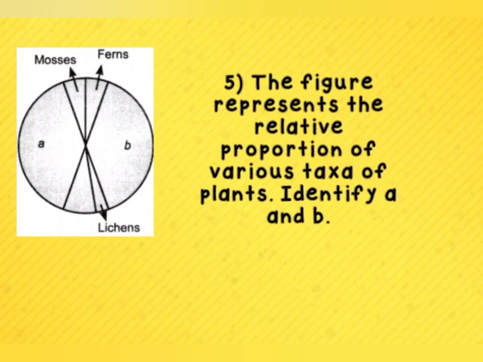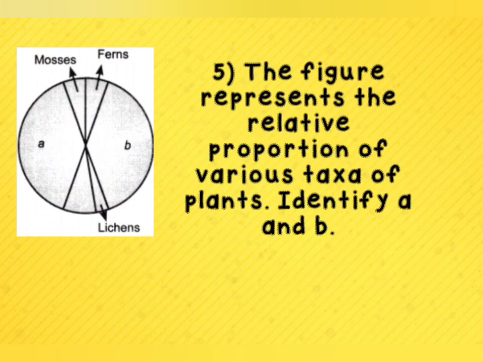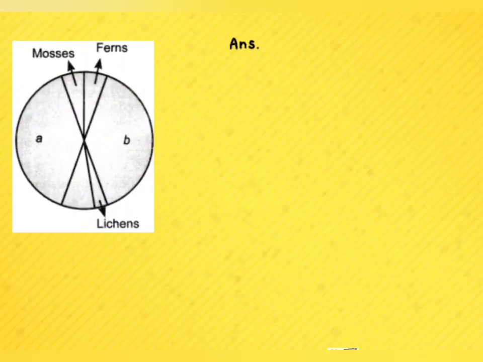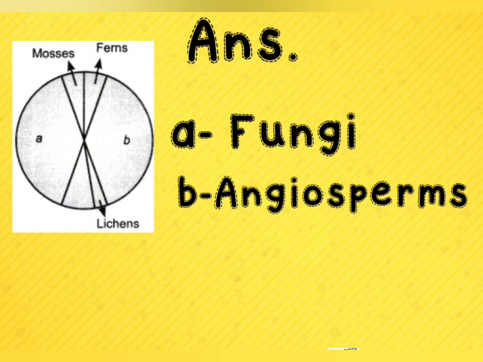Question number 5. The figure represents the relative proportion of various taxa of plants. Identify A and B. So here this pie diagram is showing different proportions of the various plant taxa. We have to identify what A and B represent. So here A represents fungi and B represents angiosperms or flowering plants. So it is clear that the number of fungi is more than any other given in this group.